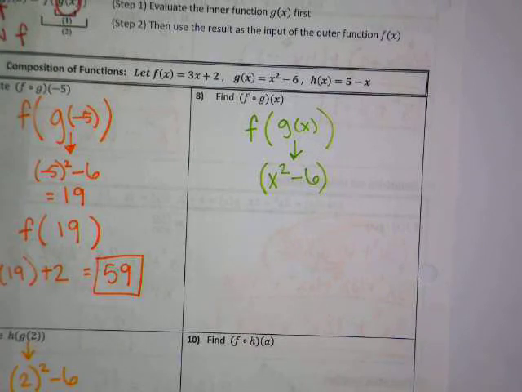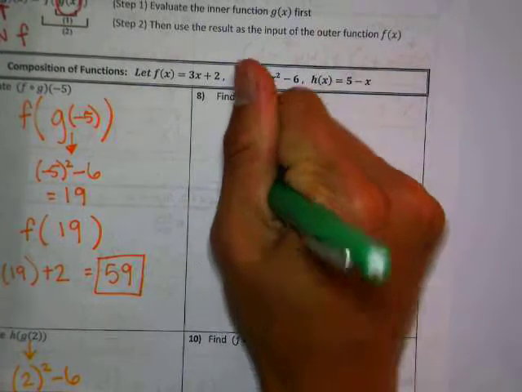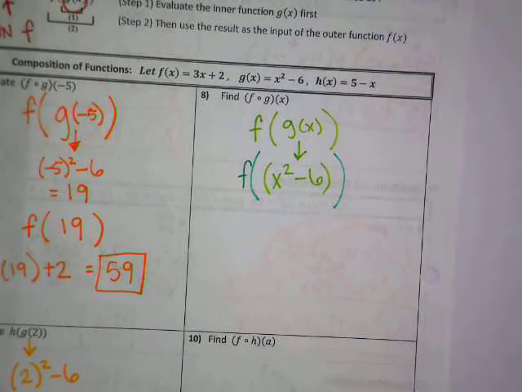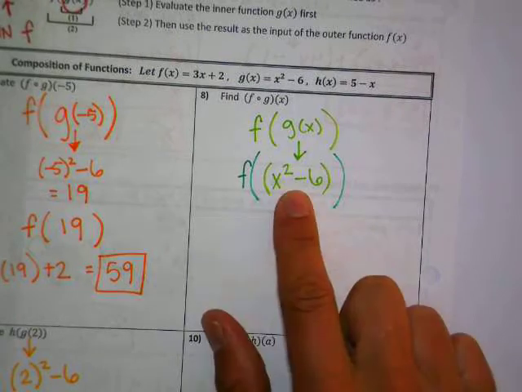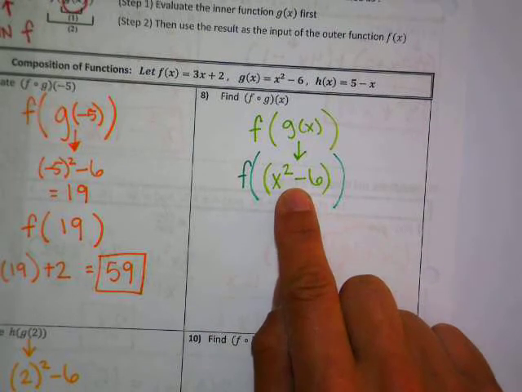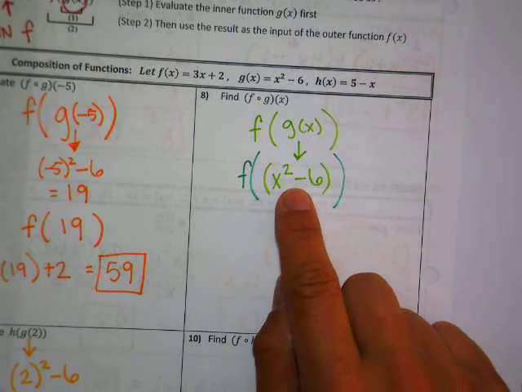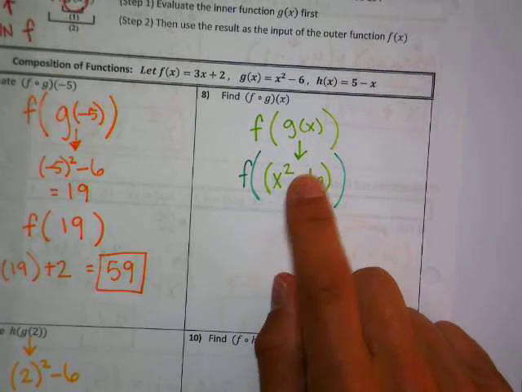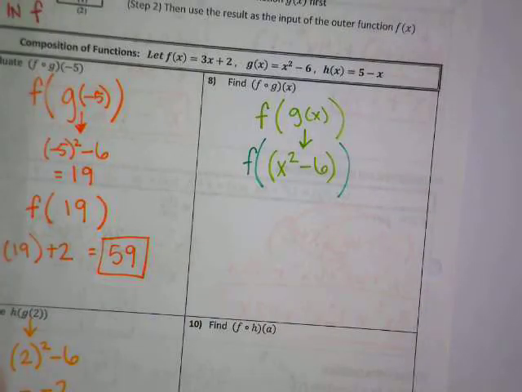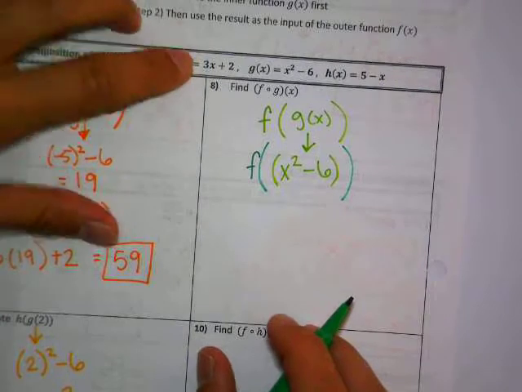So I'll have f of x squared minus 6. And we are going to put the function g into f whenever there's an x. So you take the x out of f and you replace it with what g is. So it'd be x squared minus 6, and another x squared minus 6. How do I simplify this?